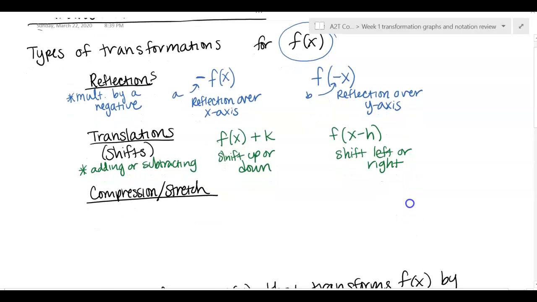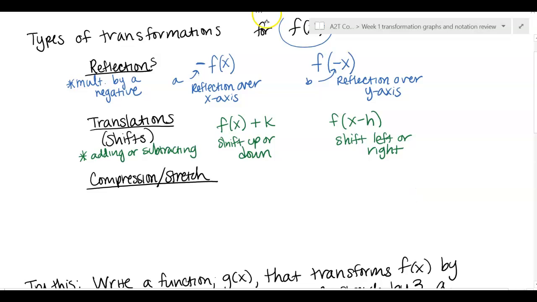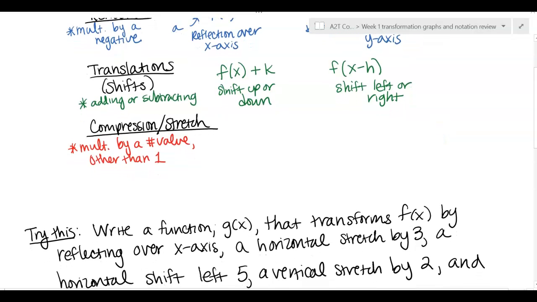Okay. And then we saw compressions or stretches. And for the compressions or stretches, we basically saw these where we were multiplying by a different number value other than 1. So when we were multiplying by a negative, we called it a reflection. Okay. But this would be a different number value. So it could be a number multiplying the entire function. And so this would be vertical when it's that a value.